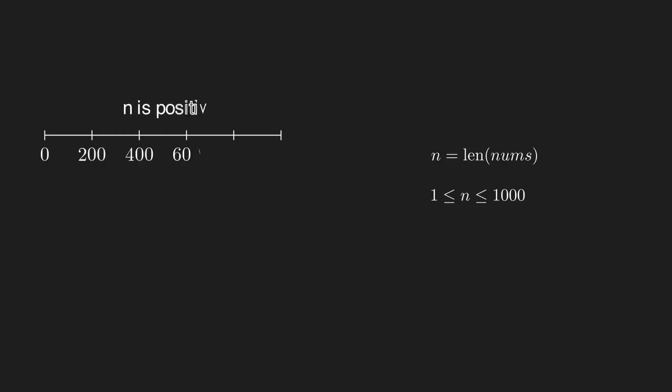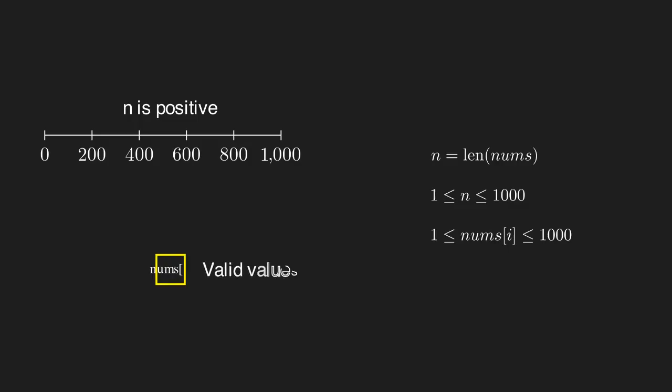The constraints state that n equals the length of nums, with 1 less than or equal to n and n less than or equal to 1000. Therefore, nums is never empty. Each value nums at index i lies between 1 and 1000. These value bounds do not affect index placement, but the length bound confirms that a direct linear construction is efficient enough.